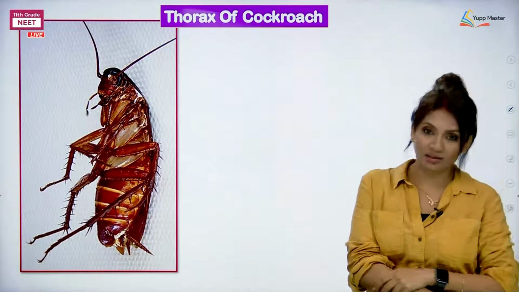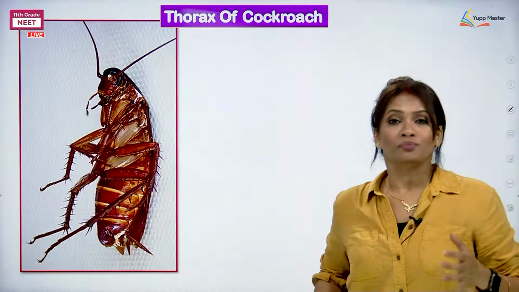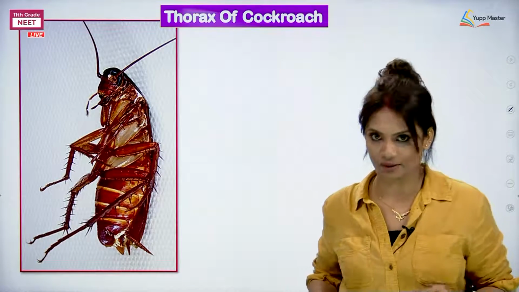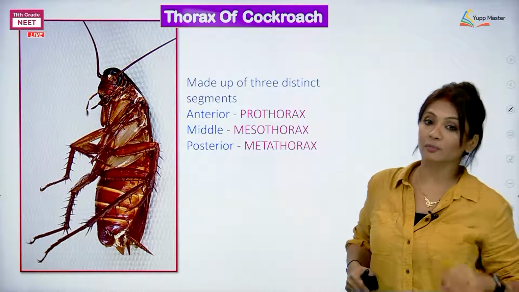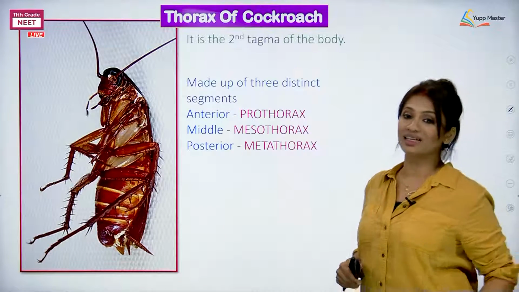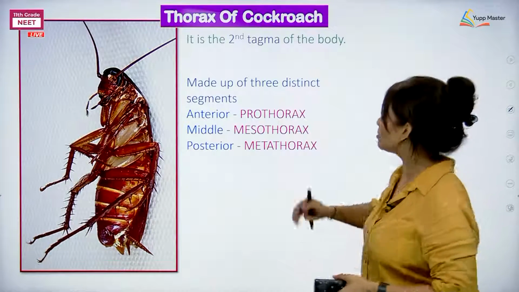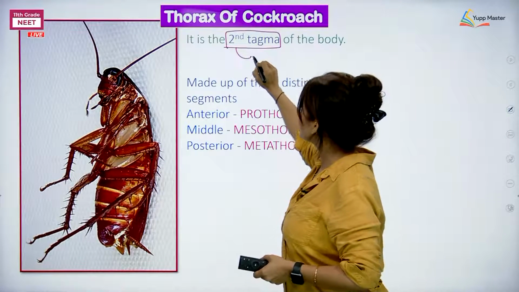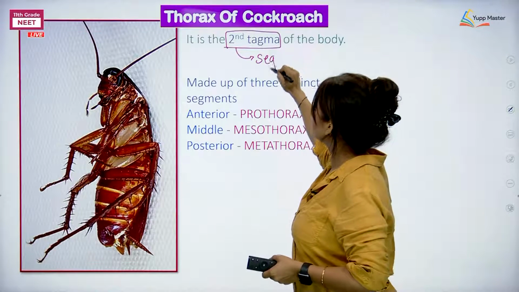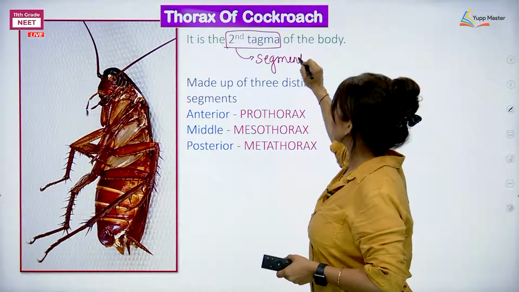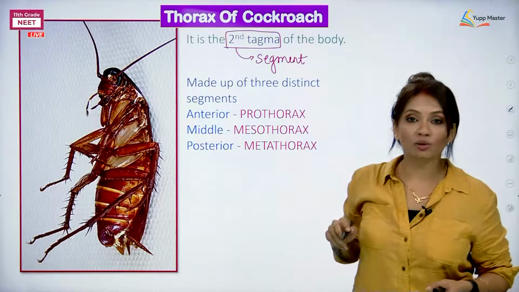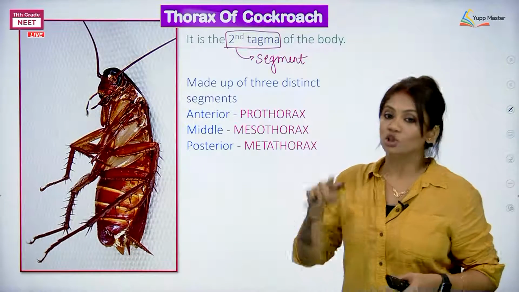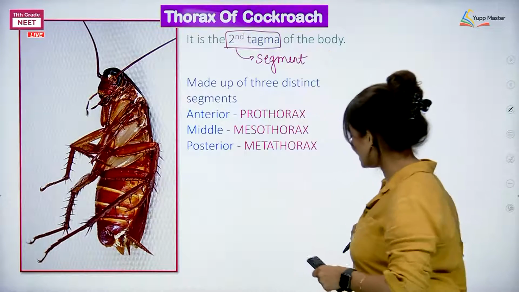When we see the thorax of the cockroach, it is a structure which is itself divided into 3 further segments. The thorax is made up of 3 distinct segments. It is the second tagma of the body. Tagma means a segment of the body. Which are the first and third ones? The first is the head and the third is the abdomen, so the thorax is the second.